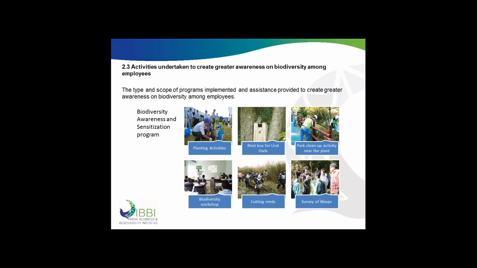Indicator 2.3, which is on activities undertaken to create greater awareness on biodiversity among employees, is where the company is supposed to provide the type and scope of programs implemented and assistance provided to create greater awareness on biodiversity among employees. The biodiversity awareness and sensitization programs which the employees have undergone have to be listed in 2.3, under the scope of the program: what kind of programs were conducted, and what were the scope and type of programs.